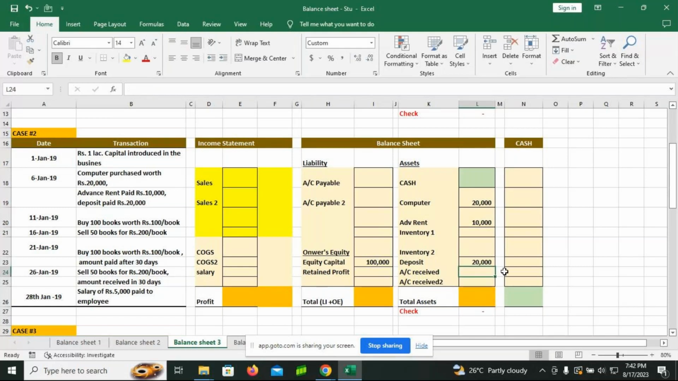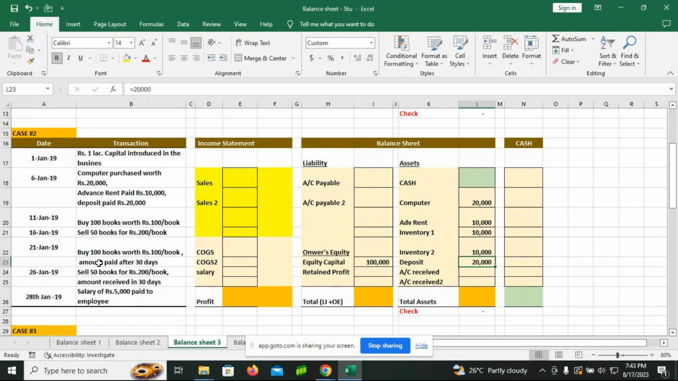So now inventory. The goods what I have bought, I have bought it twice, that is on 11th Jan and again on 21st Jan. In the first one I have bought 100 books worth rupees 100. So here I'll type it in bracket, 100 into 100. And here also, again on 21st I have bought 100 books, so I'll open the bracket 100 into 100. I'm showing it in bracket. Why? Because I need to show the COGS.